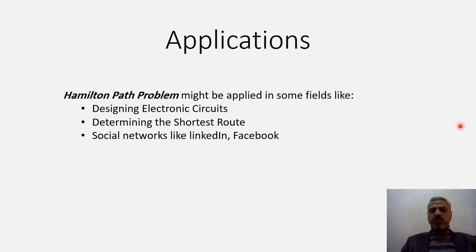Hamilton path might be applied in some fields like designing electronic circuits. You know, electronic circuits have high complexity, consisting of too many electronic components. They have to put all of them in as small a place as possible. They have to design printed circuit boards and so on. The second example is determining the shortest route. You know, the shortest route is the aim of this project. Another example is in social networks like LinkedIn and Facebook.